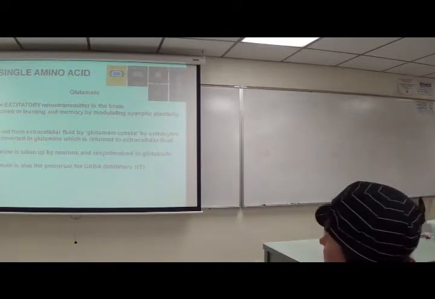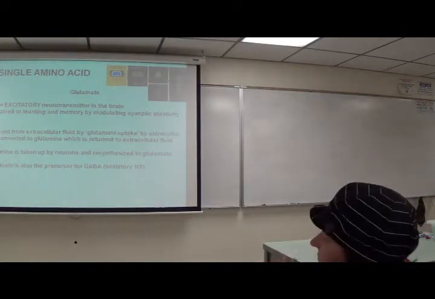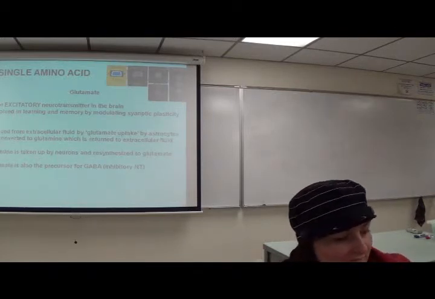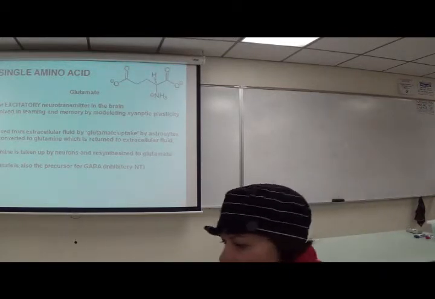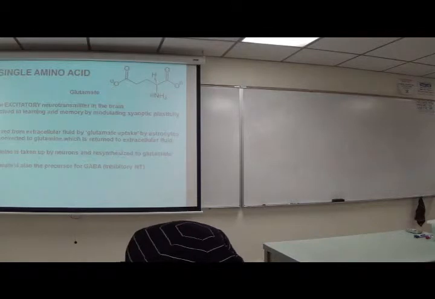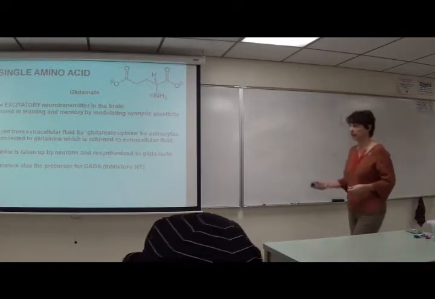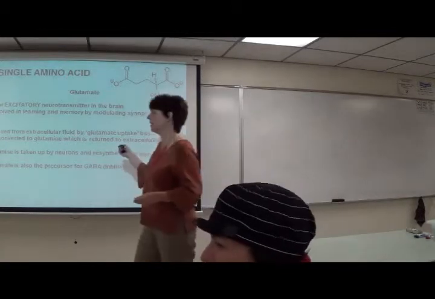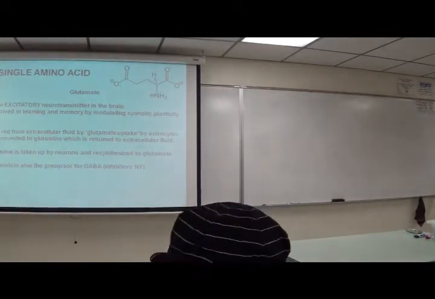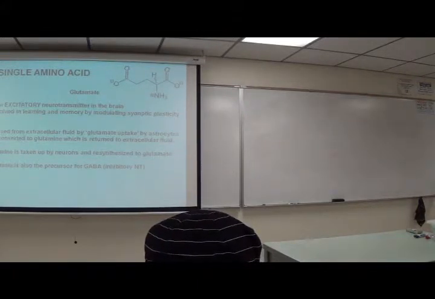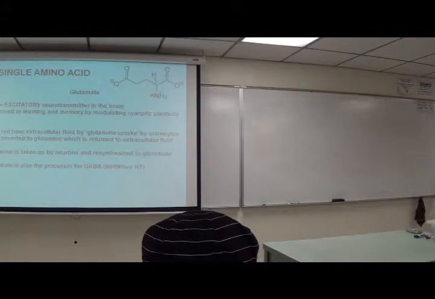They're not. So, single amino acids. The first ones that we're going to look at are glutamate and glycine. One is excitatory and one is inhibitory. I do want you to know this for the comprehensive, so underline this first statement here. It is the major excitatory neurotransmitter in the brain. What do we mean by excitatory? It creates EPSPs. And what does that mean?